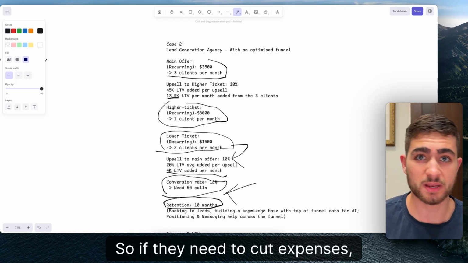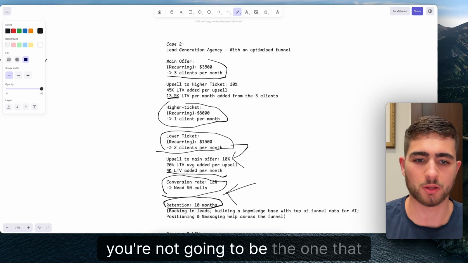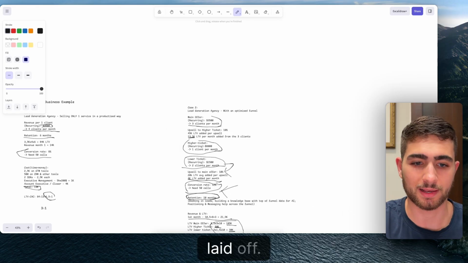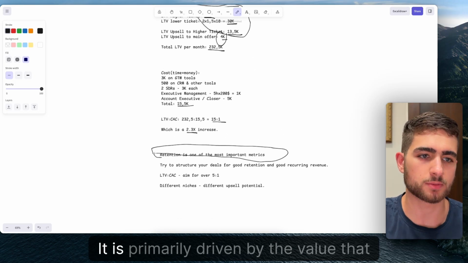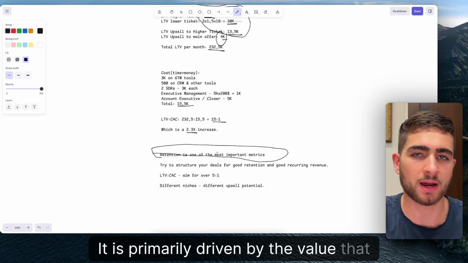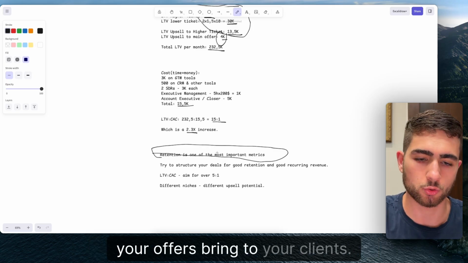So if they need to cut expenses, for example, you're not going to be the one that gets laid off. So retention is one of the most important things. It is primarily driven by the value that your offers bring to your clients.